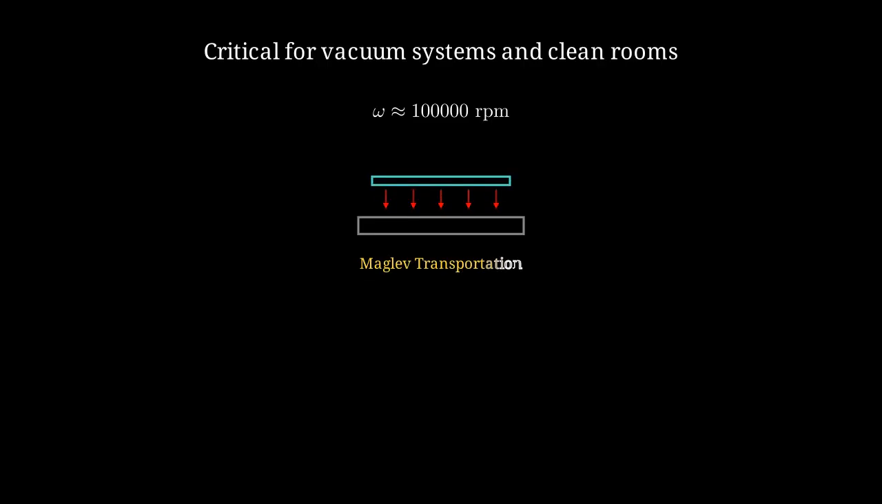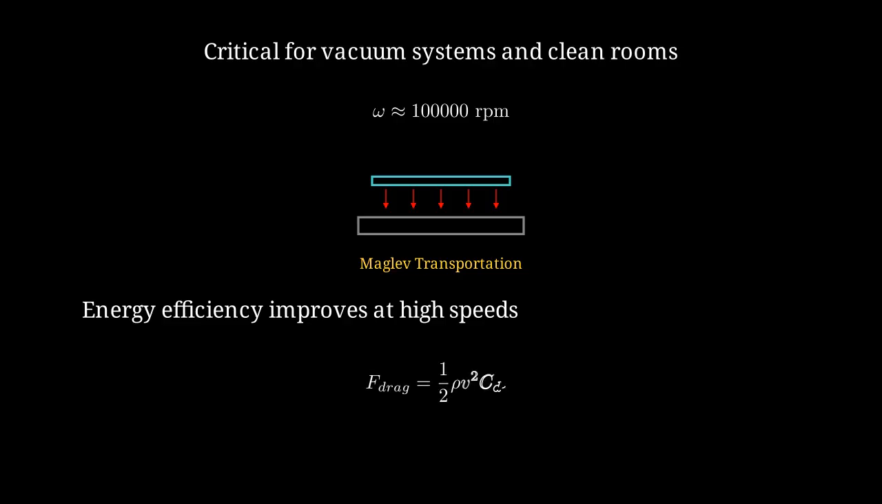Magnetic levitation trains achieve speeds over 600 kilometers per hour with minimal noise and vibration. Because magnetic levitation eliminates rolling friction, energy efficiency actually improves at high speeds. The only remaining resistance is air drag, proportional to velocity squared.